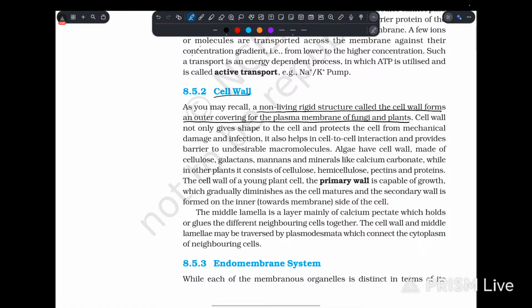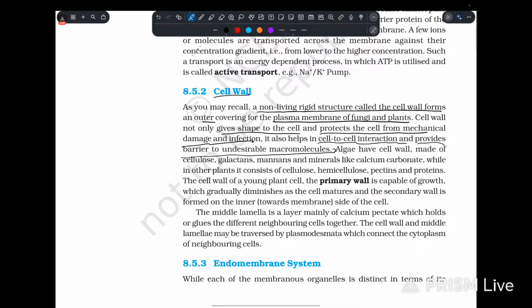What is a cell wall? A cell wall is an extra layer around the plasma membrane of a cell. Its functions are generally being rigid and protecting the cell from certain chemicals or macromolecules. It gives shape to the cell, protects it from mechanical damage and infection, helps in cell to cell interaction, and provides a barrier to undesirable macromolecules.